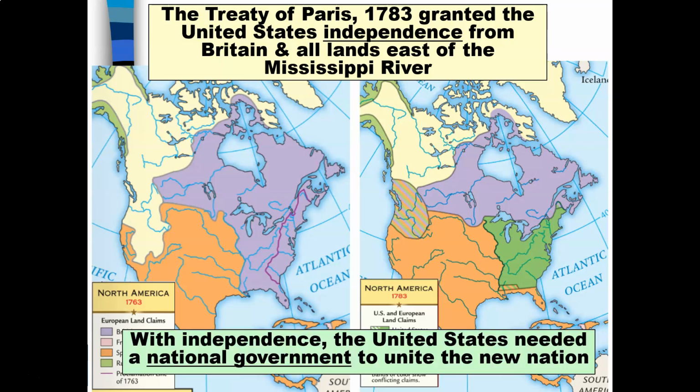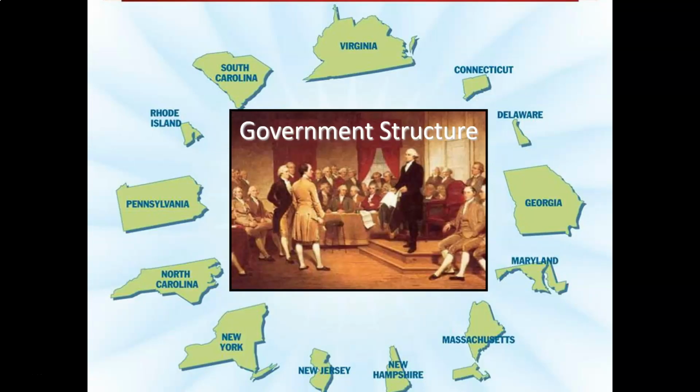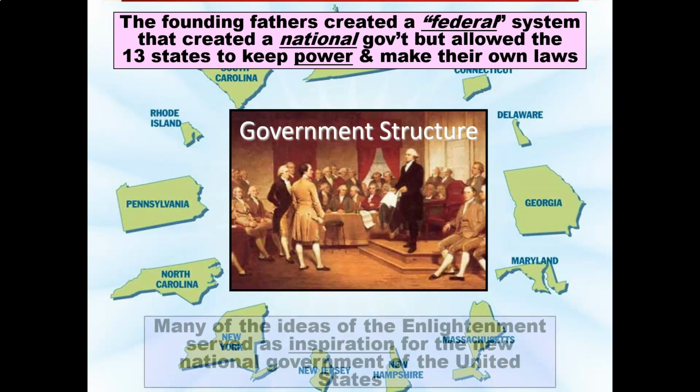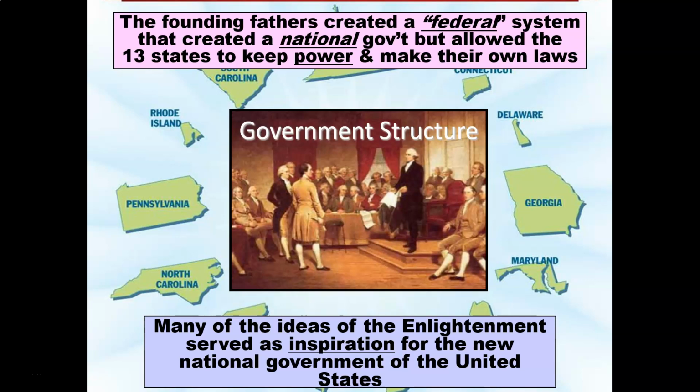With independence, the United States needed a national government to unite the new nation. Now, let's look at the government structure in the 13 colonies. The Founding Fathers created a federal system that created a national government but allowed the 13 states to keep power and make their own laws. Many of the ideas of the Enlightenment serve as inspiration for the new national government of the United States.